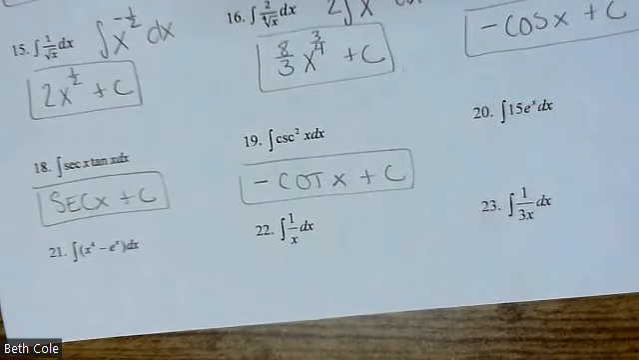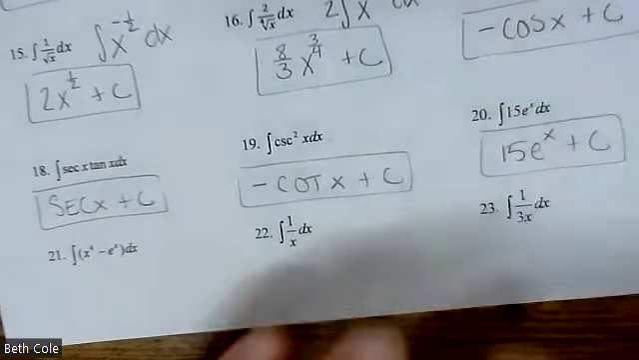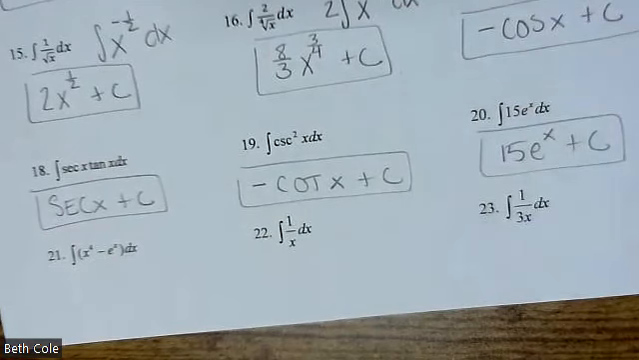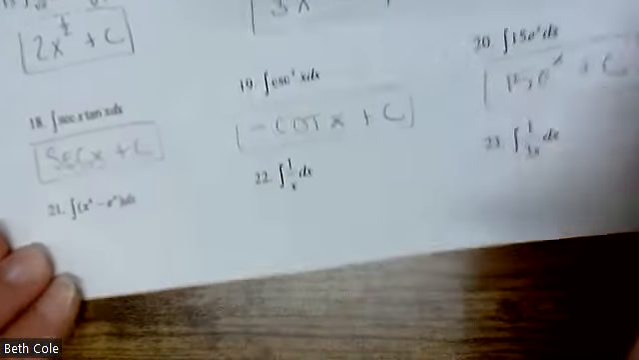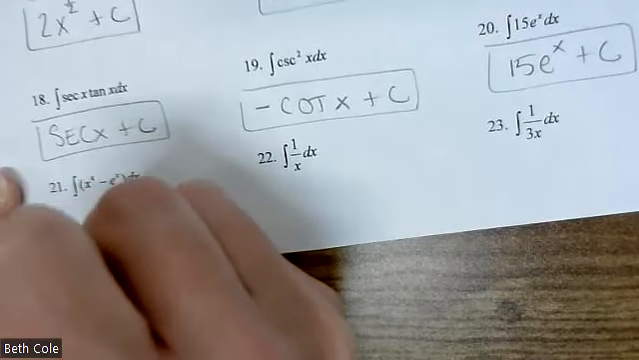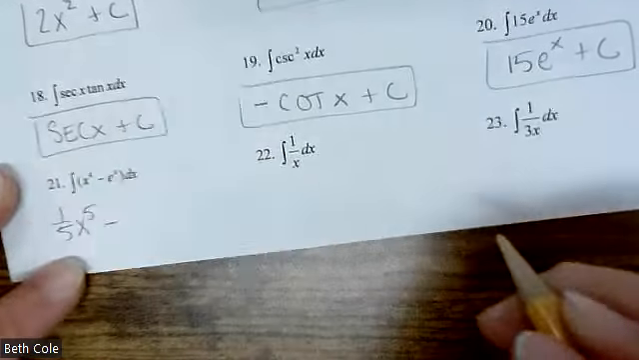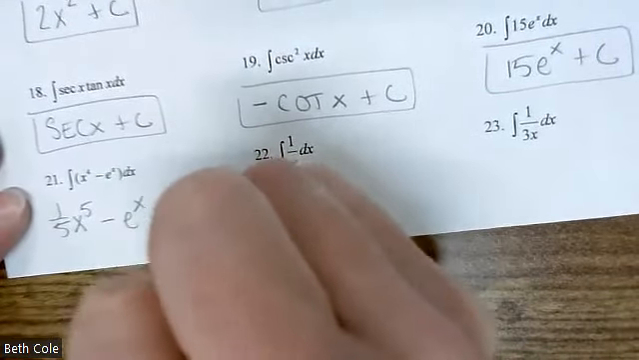Now you catch a break with this one. It's my absolute favorite. What's the derivative of e to the x? So the antiderivative of e to the x is e to the x. So this is 15 e to the x plus c. I love it. It's the best function, exponential. All right, 21. How would you do antiderivative for x to the 4th? 1/5. Good, x to the 5th minus e to the x plus c.